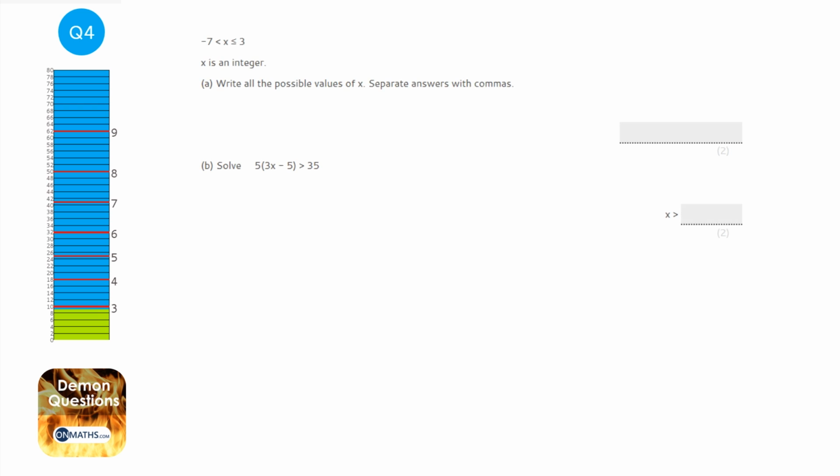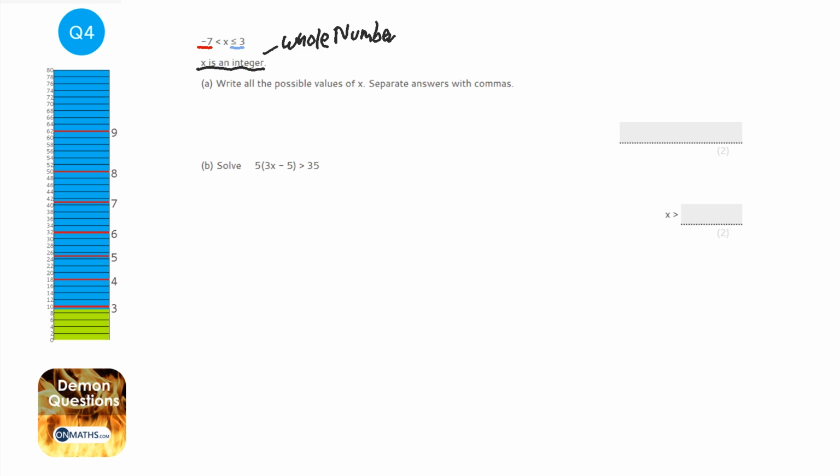So inequalities, what are they? They just mean instead of x equaling something, x is greater than or smaller than something. So x can normally have lots of different values. Now, this statement here is really important. Integer just means a whole number. So we know that x can't be a half, because that's not a whole number. Now, it says here x is greater than minus 7 and is less than or equal to 3.